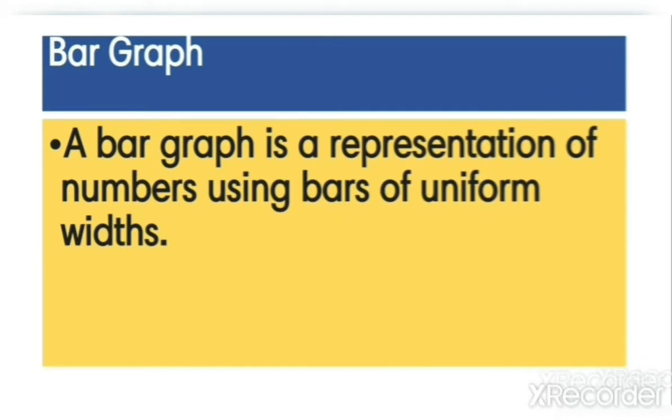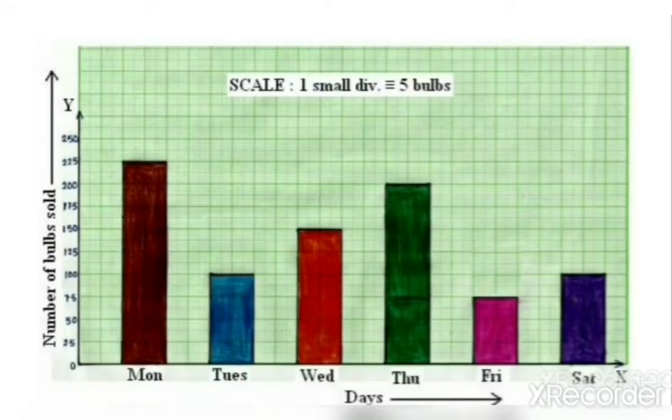What is a bar graph? A bar graph is a representation of numbers using bars of uniform widths. You have learned how to draw bar graphs in class 6. You have learned to draw bar graphs like this in your 6th standard. Let's revise it.